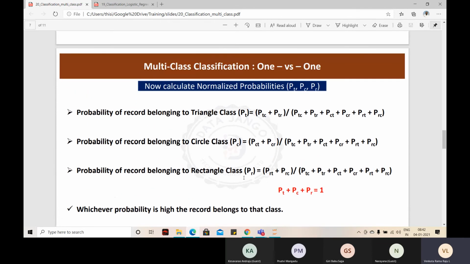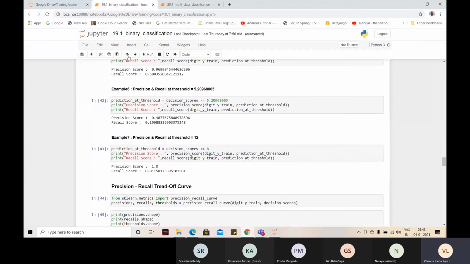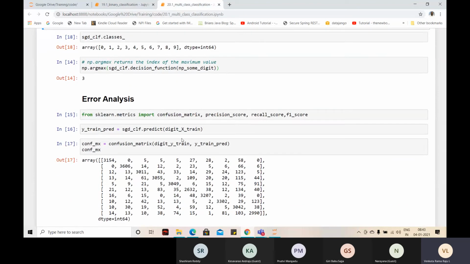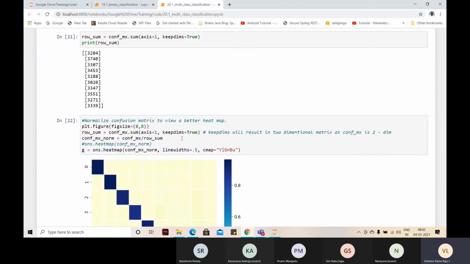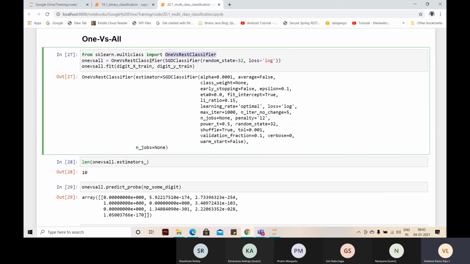I'll show you how exactly we can use 1 versus 1 and 1 versus all programmatically. We'll do the error analysis tomorrow. See this, there is a 1 versus rest classifier. No need to use it. If you directly use SGD classifier, scikit-learn will take care of it. But you have the class. In some interviews, some people who are very enthusiastic will ask these questions. For interview purposes only, I explained 1 versus 1 and 1 versus all.